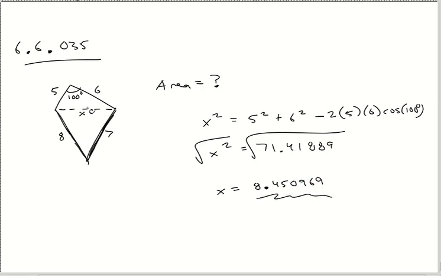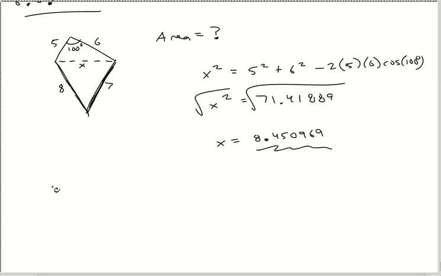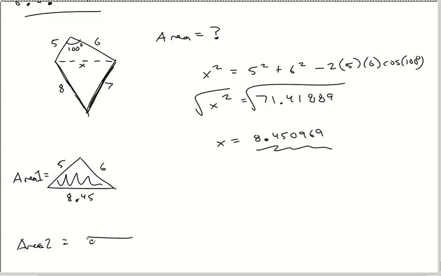This is not your answer, but it's getting close. I found that this distance in here is 8.45, and so on. Again, as many decimals as possible. Now that I have this, I basically have two different triangles. I have this 8.45, I got a 5, and I got a 6. Find the area of that. Let's call this area 1. And then I got my area 2, which would be the bottom part, this guy, which is an 8, a 7, and here again is the 8.45. Okay, so that's my area 2.